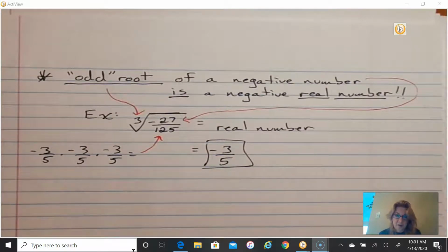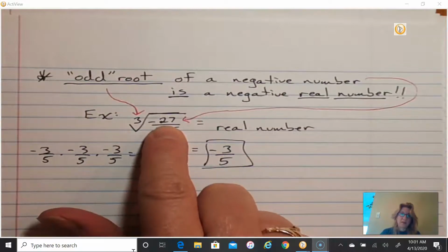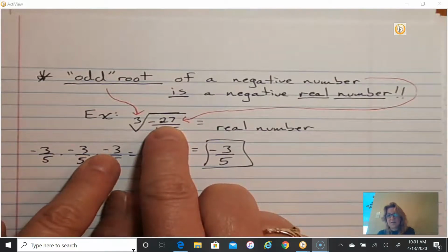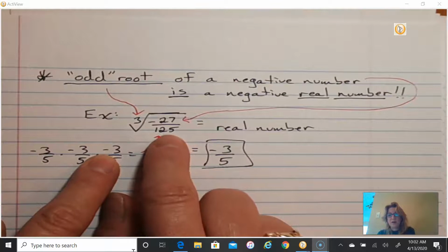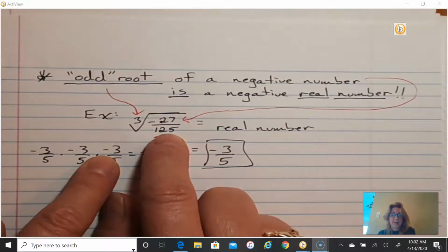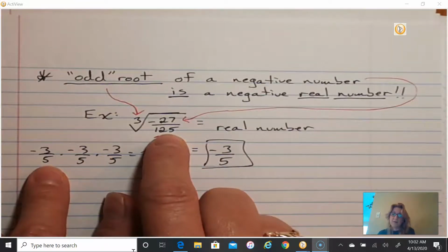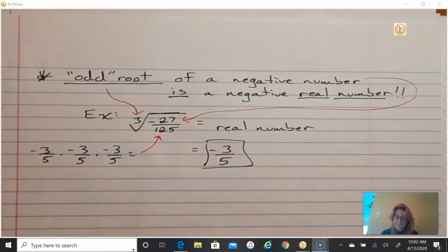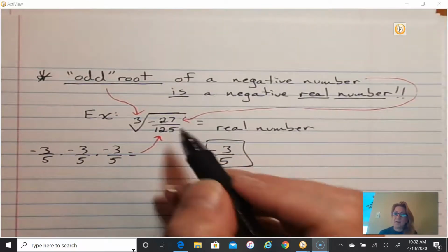Now, your calculator is not going to do that. So you're going to have to try to figure it out. What I tell my students, look at the top number. It's 27. What times itself 3 times gives you 27? 3. 3 times 3 is 9. 9 times 3 is 27. 125. What times itself 3 times gives you 125? 5 times 5 is 25. 25 times 5 is 125. So when you have those fractions like that, just break it down. Start with the top number and then the bottom number.